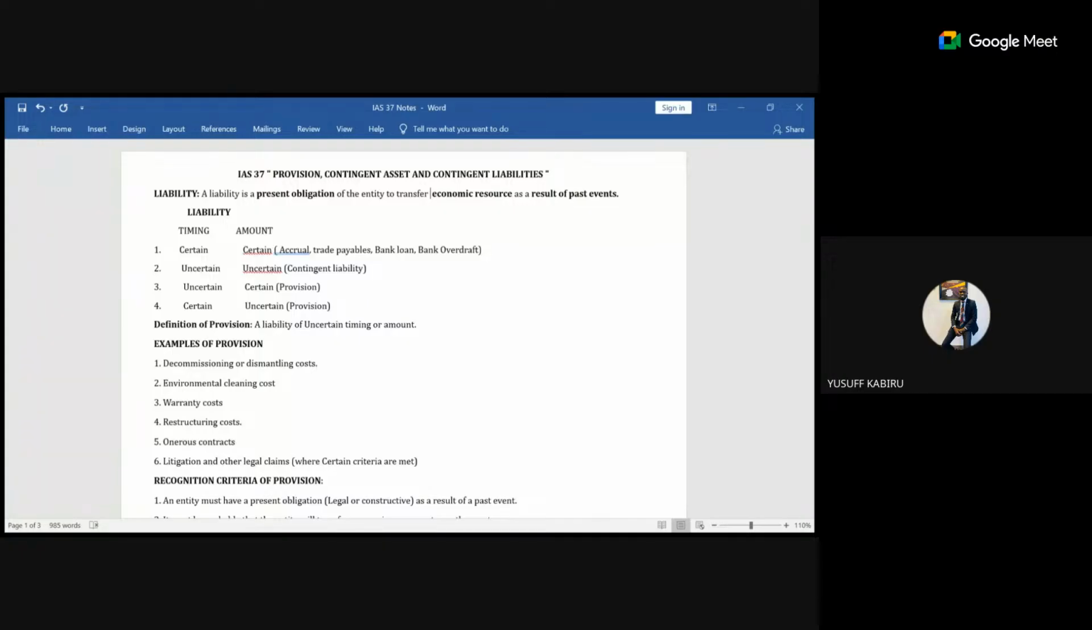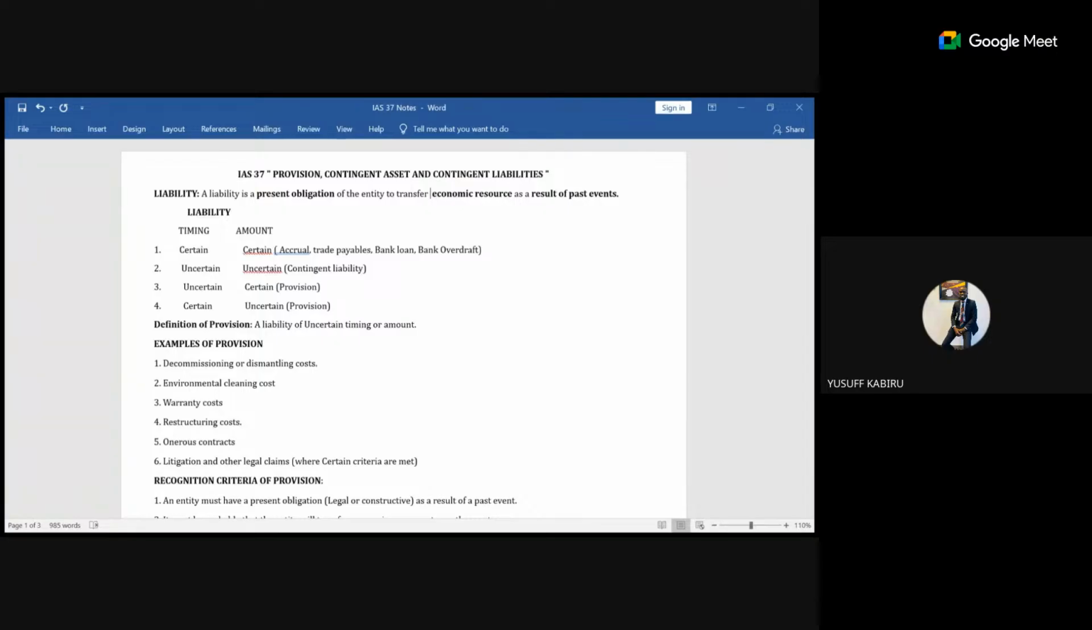That means for you to say a liability is a liability, it must result from past events, as a result of a transaction that happened in the past and not the future. So once you understand this liability, I think we can now move to provision.